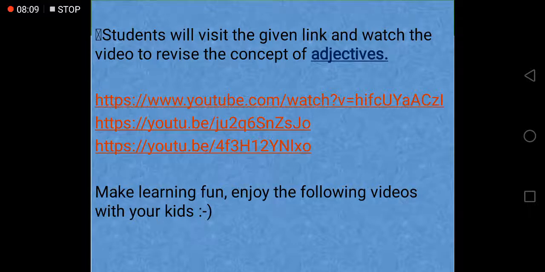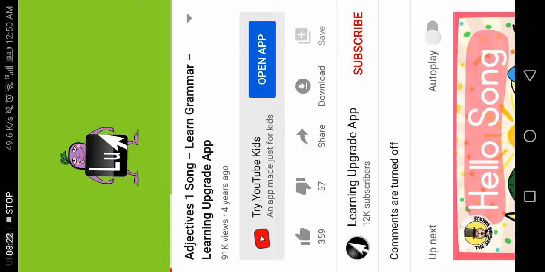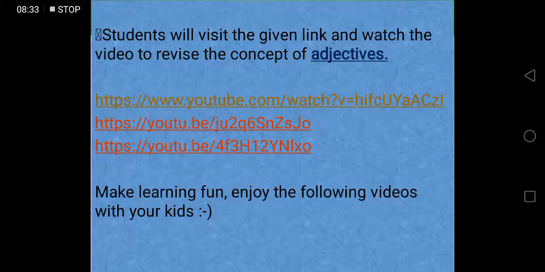Students will visit the given link and watch the video to revise the concept of adjectives. This is how it is going to work. You may touch on these words. Over here you can see learning upgrade. The video has an adjective. So this is the same thing you are going to do with the second YouTube link and the third YouTube link. You can open all of them, and I will also share these links in your WhatsApp group.